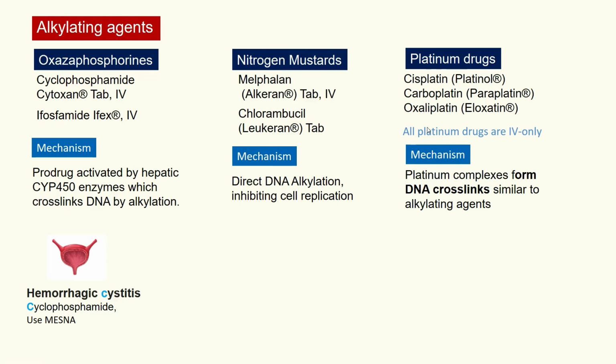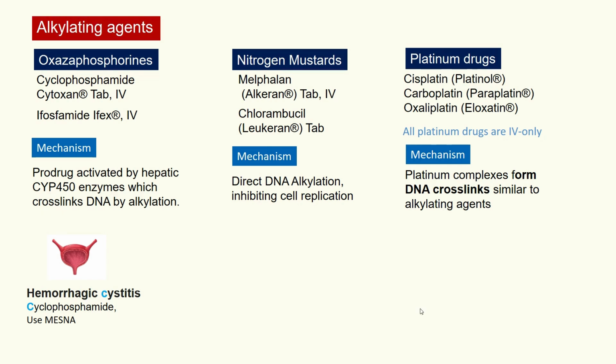The major toxicities of alkylating agents, some selected toxicities most commonly tested in the exam: cyclophosphamide is known to have the side effect hemorrhagic cystitis. Hemorrhagic cystitis means blood comes in the urine. Cystitis refers to the bladder. That is one of the serious side effects of cyclophosphamide, because cyclophosphamide produces a chemical substance called acrolein, an intermediate substance. Acrolein binds to the bladder tissues and causes irritation, which leads to bleeding from the bladder or blood in the urine. Therefore, the hemorrhagic cystitis side effect of cyclophosphamide can be minimized by using a product called Mesna. Mesna is a uroprotective agent.